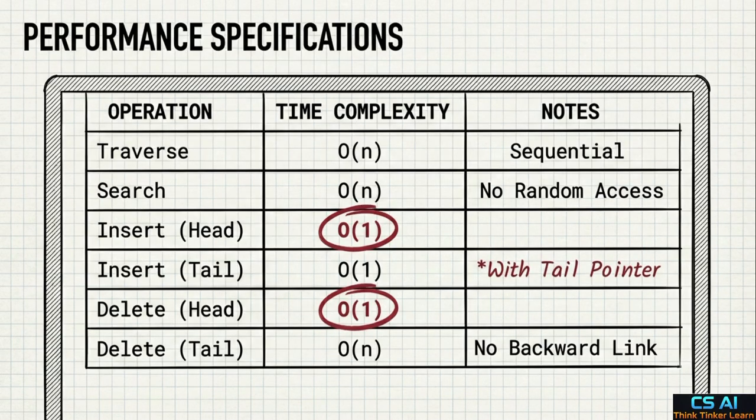Here are the performance specifications for linked list. For traverse and search, the time complexity is O(n) because both require sequential access with no random access. Insert head is an efficient O(1) operation. Insert tail also becomes O(1) with the tail pointer. Delete head is also highly efficient at O(1). However, delete tail is an O(n) operation because without a backward link, you must traverse from head to find the second to last node to update the tail. This highlights the architectural limitation of a singly linked list.